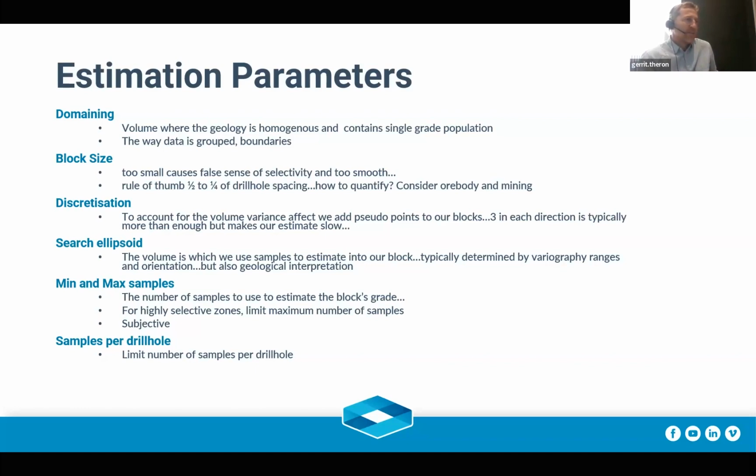The thing with discretization points is it's good to have many. We want to have as many as we can, but it will make our estimation process slower. So the more we have, the slower our estimation process.